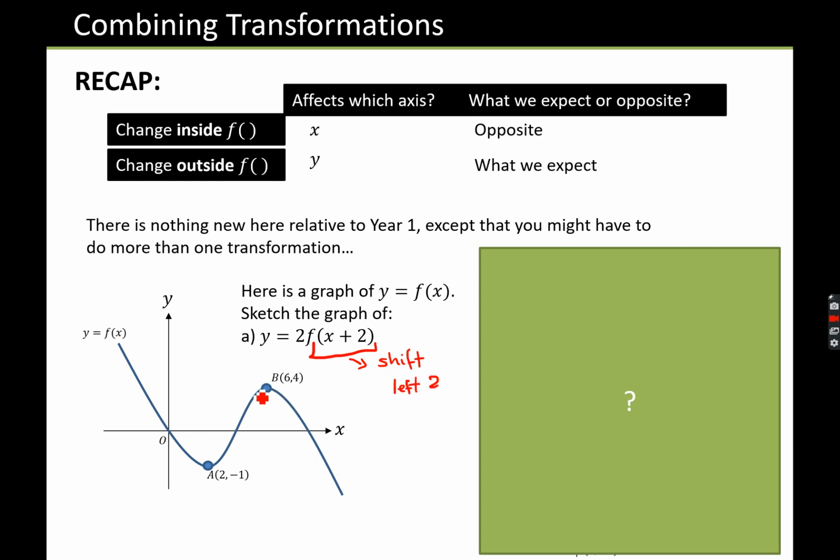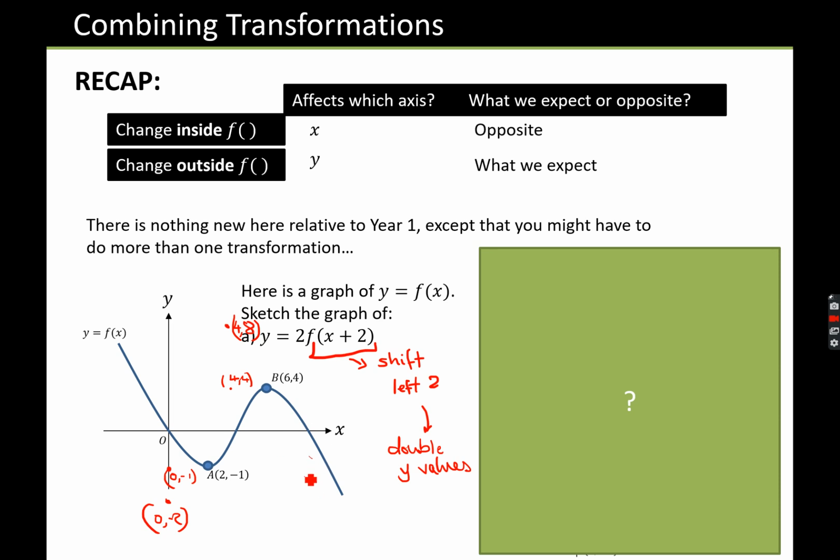Okay, so what will happen is 6, 4 will become 4, 4. And 2 minus 1 will become 0 minus 1. Then we'll do the 2 part outside the bracket so it affects y, and all we're then going to do is double our y values. Okay, so 4, 4 is going to become 4, 8, and 0 minus 1 is going to become 0 minus 2.